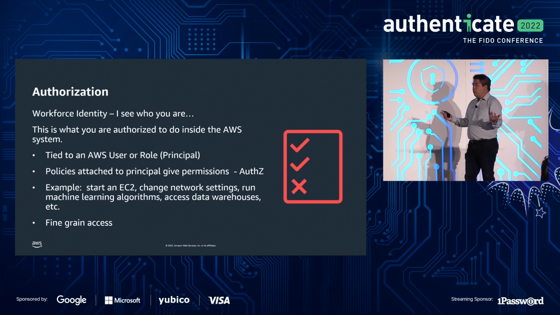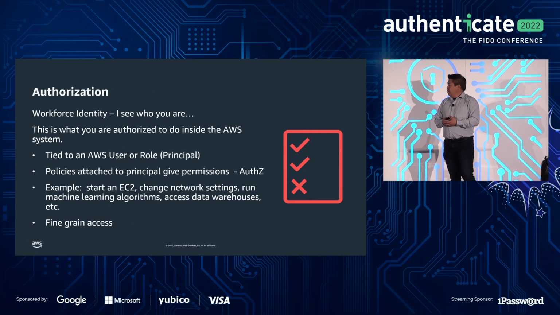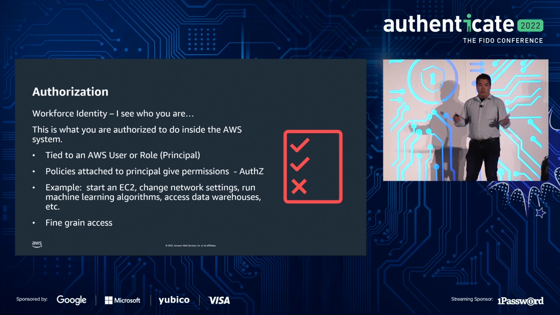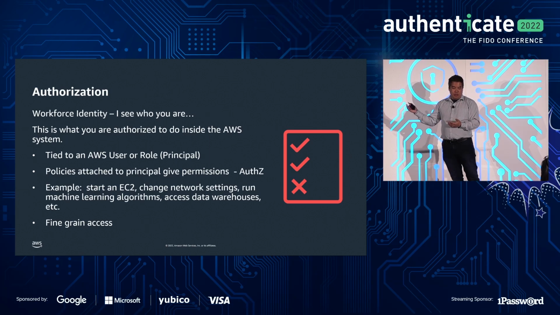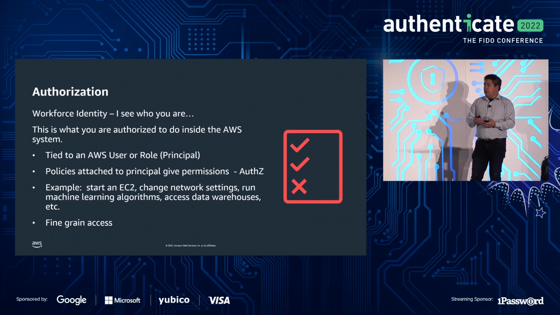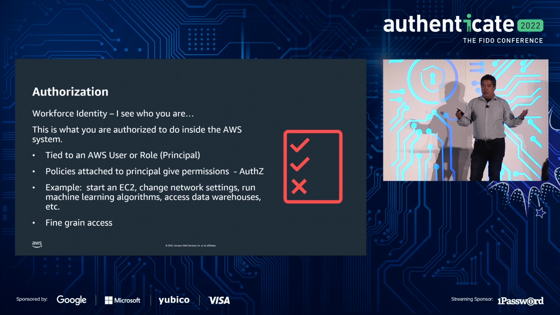Maybe I want to change the network settings. As we go higher up in the application stack, maybe someone wants to start up some machine learning algorithms. And then maybe they need access to some data warehouses. Now, I gave you a full range there as an example because you're able to give those users fine-grained access. The IAM policy that we're going to go over very briefly has the ability to give you very, very fine-grained control of what you want to give to the user.